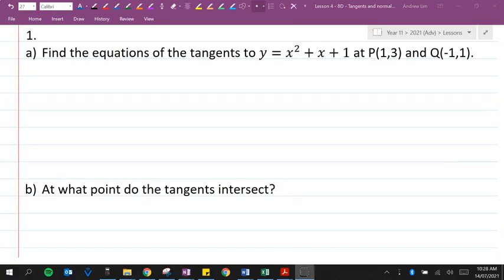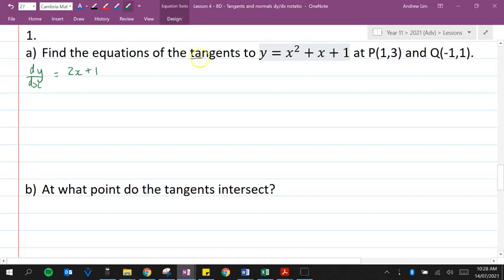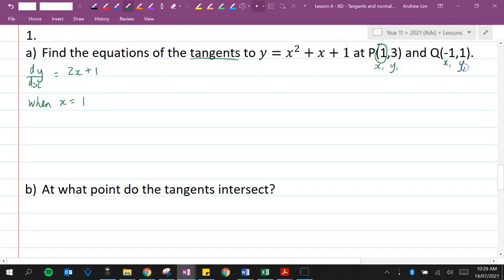Because we want the equations of the tangents, we need to differentiate because we need the gradients. When we differentiate this, we get dy/dx is equal to 2x plus 1. Bring down the 2, bring down the 1. We want the gradients of the tangents only. We don't need to work out the gradients of the normals. So when x is equal to 1, that's for this one. Let's label this x1, y1, and this one x1, y1. Then the gradient of the tangent is equal to 2 lots of 1 plus 1, which is 3. We just subbed it into the gradient function.